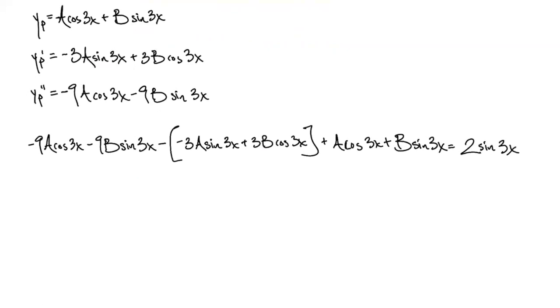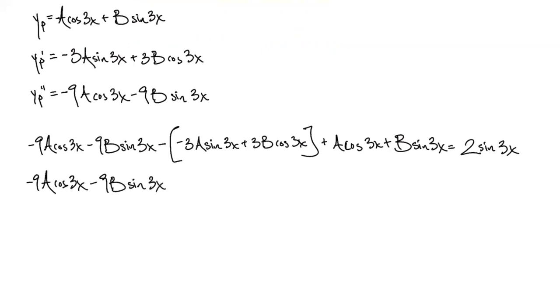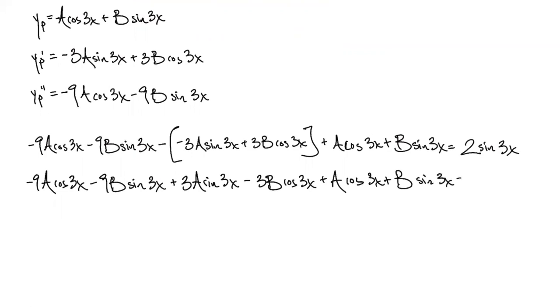All right. So we get negative 9a cosine 3x minus 9b sine of 3x plus 3a sine 3x minus 3b cosine 3x plus a cosine 3x plus b sine 3x equals 2 sine 3x. Whew, that's a lot.